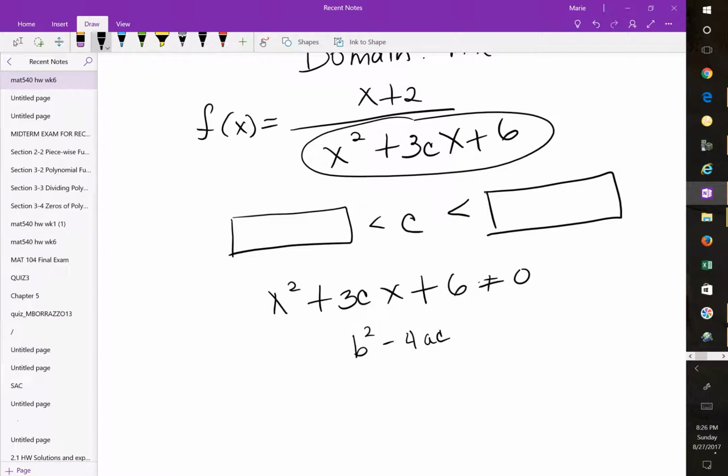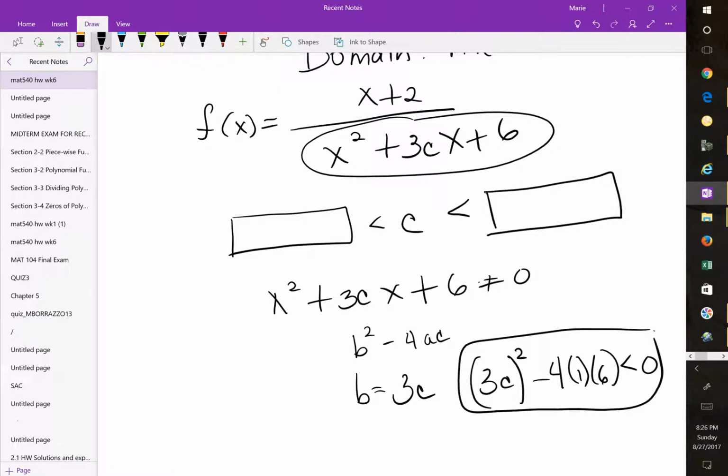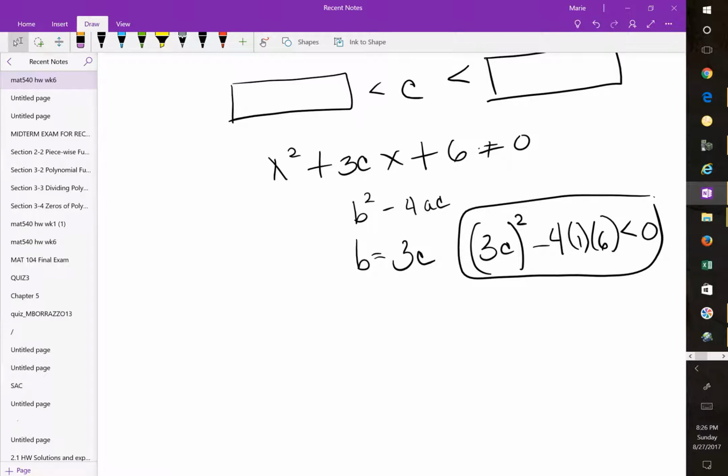In this case our b value is 3c, so we would have 3c squared, and then minus 4 times a, which is 1, times c, which is 6, right? And this cannot equal 0 for this statement to be true for all real numbers. We end up with 9c squared minus 24 is less than 0.